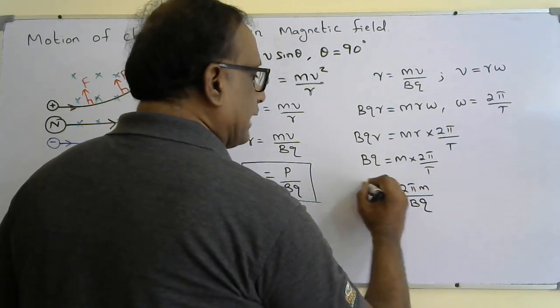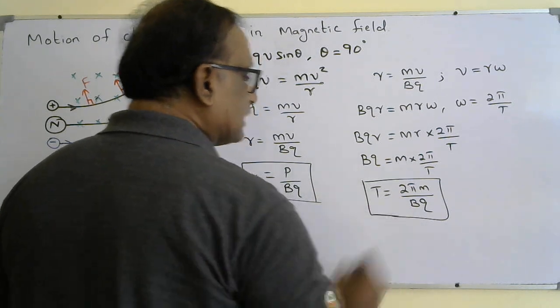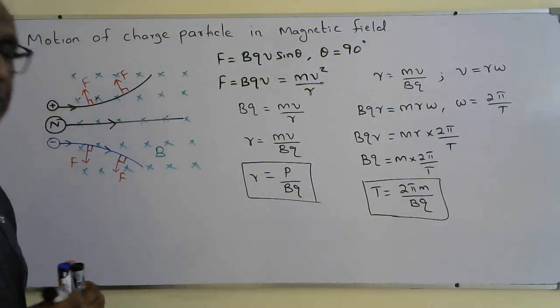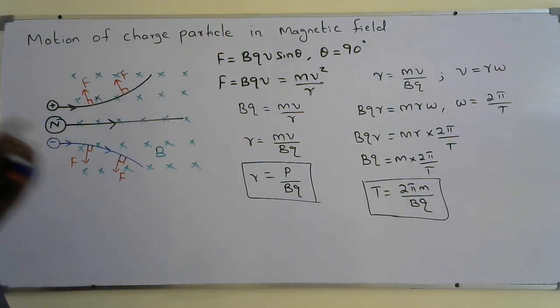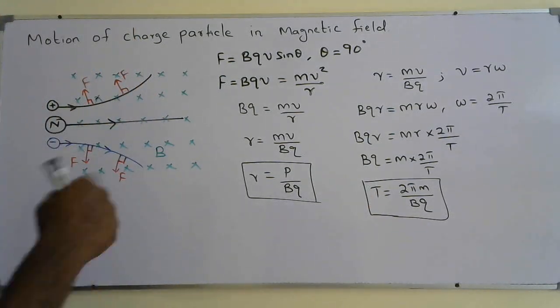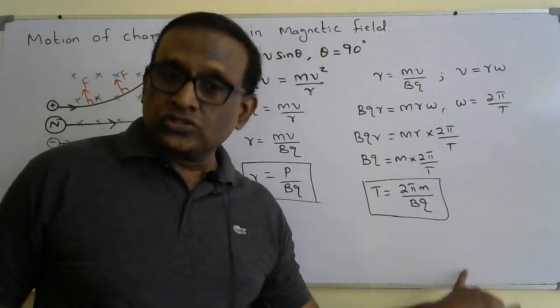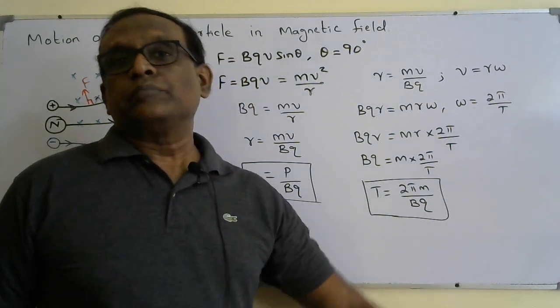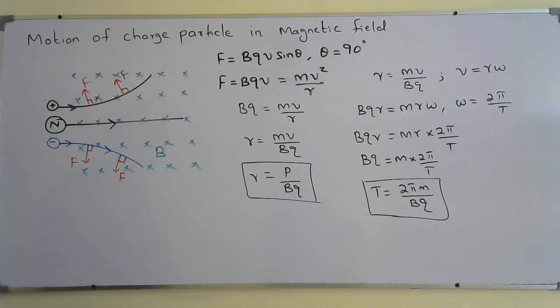That means the time taken to complete one full circular orbit is independent of the speed of the particle. Also, it's independent of the radius of the orbit. That's the reason it's used in the cyclotron. I already explained that in my particle physics lesson.